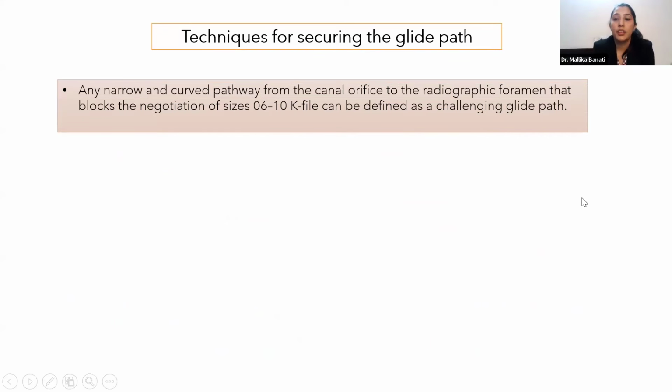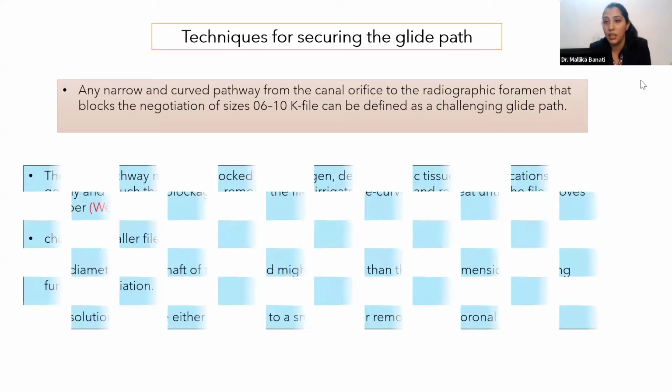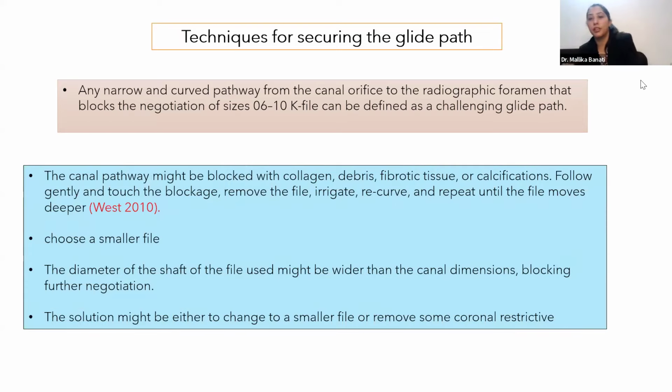Coming down to techniques for securing a glide path, how are we to secure it? Any narrow and curved pathway from the canal orifice to the radiographic foramen that blocks the negotiation of sizes 6 to 10 can be defined as a challenging glide path. Initially, if you have not reached your full working length, or the apex, you can imagine how tough it would be to negotiate that kind of curve.